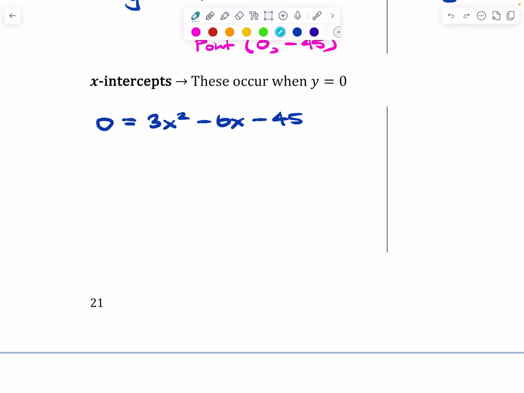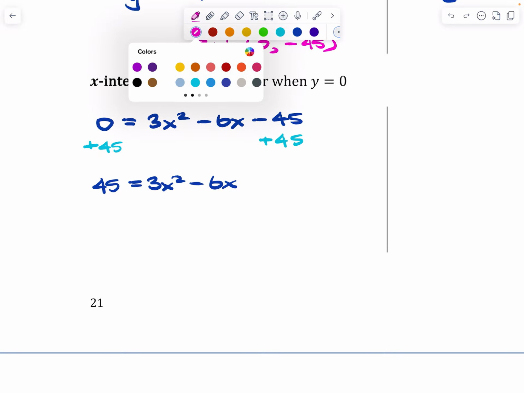Process here. I'd be adding 45 to the right and then adding 45 to the left for balance. So then saying that 45 is equal to 3x squared minus 6x, and these terms can't combine. They're not like terms. We're a little stuck. And so there's a little thought that might pop into the old head brain.